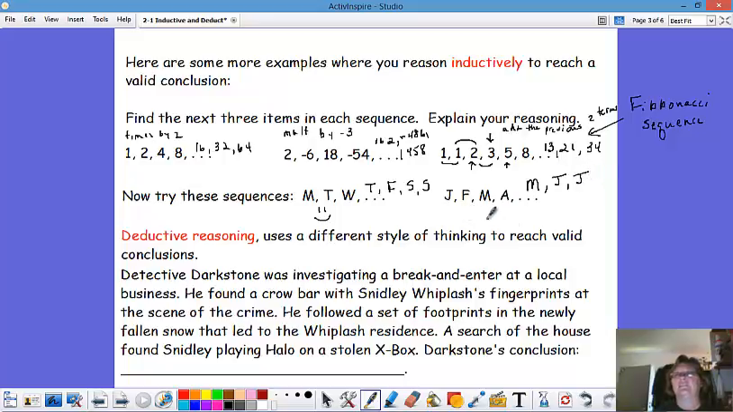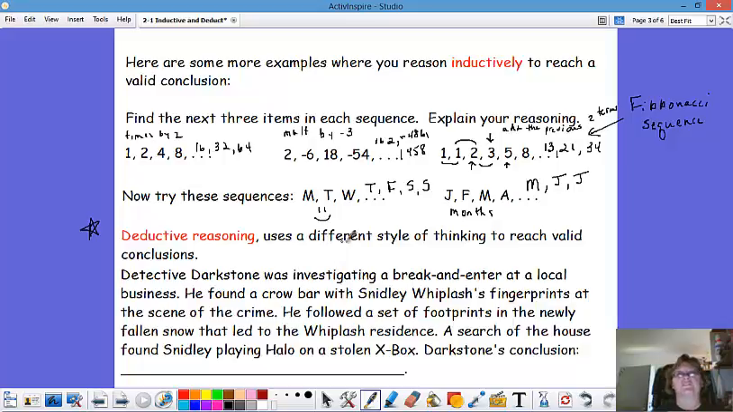What's the sequence? These are the names of the months: January, February, March, April, May, June, July. So lots of fun when you're looking at sequences with inductive reasoning. It's looking for a pattern, trying to apply the pattern. The second type of reasoning that we want to talk about today is deductive, and that's a little bit different. That's a different style of thinking, not looking at patterns, but instead looking at clues.